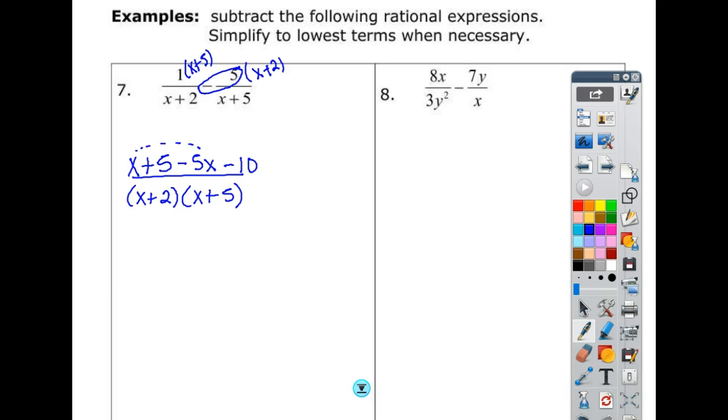Now we have some combining of like terms we need to do up here. We got to put the x's together. We have a 1x minus 5x is negative 4x. 5 minus 10 is negative what? Negative 5. Can that negative 4x minus 5, can they both divide by something? Yeah, I mean, they can both divide by a negative 1, but that negative 1 isn't going to cancel out with anything over here, so I would just leave it.